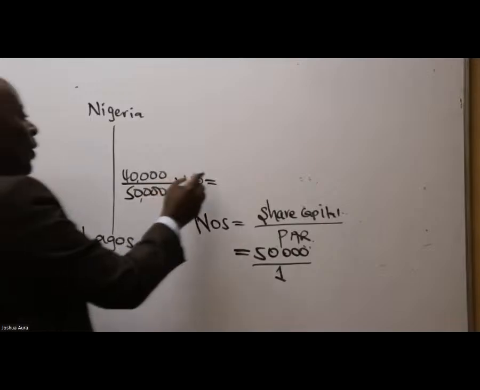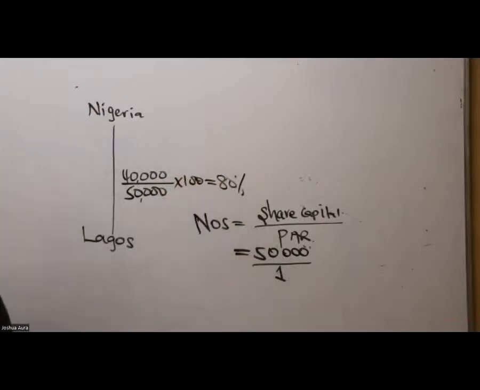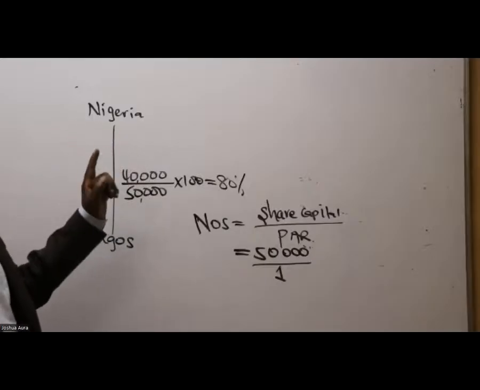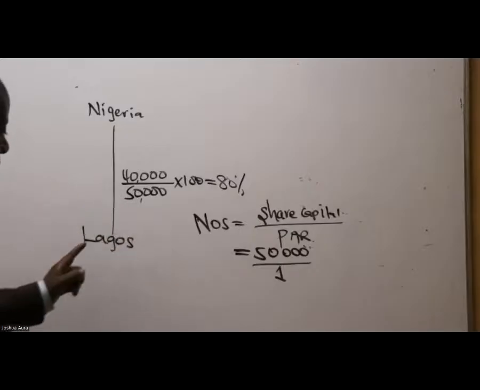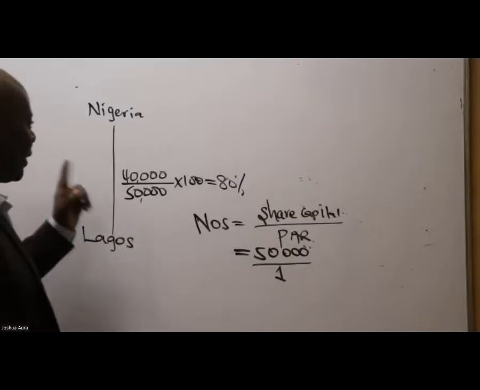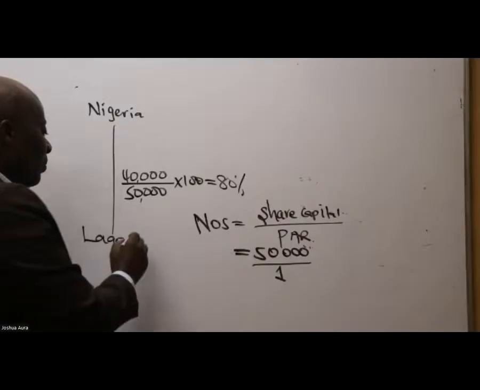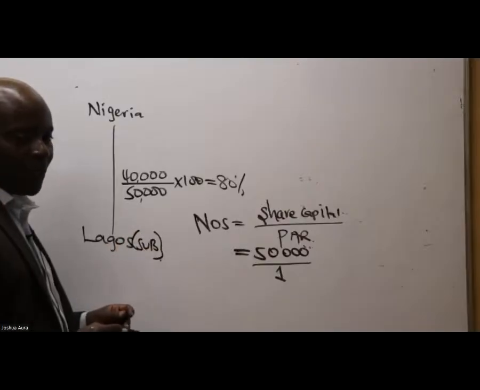So what do you think of 80%? Don't you think 80% is way too high? Automatically, that means control. It means Nigeria is controlling Lagos. It means Lagos automatically becomes our subsidiary.